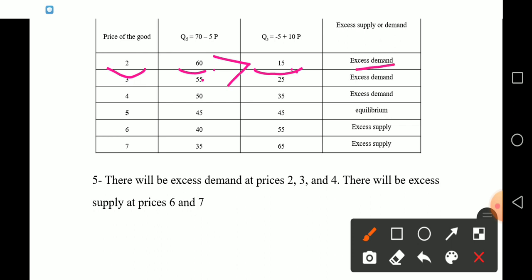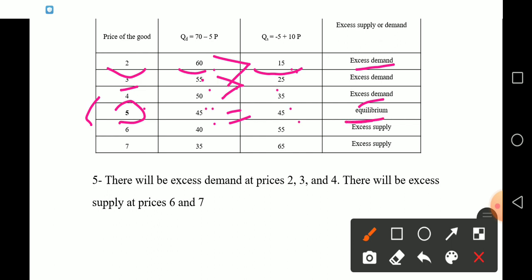At price $3, the quantity demanded is 55 and the supply is 25, so I have here excess demand. At price 4, I have 50 demanded and 35 supplied, so I have excess demand. So the price has to be increased. At price 5, I have 45 demanded and 45 supplied. So this is the equilibrium point, and this is very good.